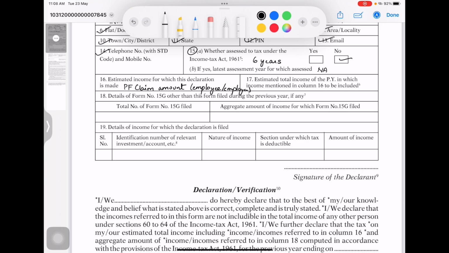So in the 17th column, now this is where most people have another confusion. How do you calculate your total income for the financial year?